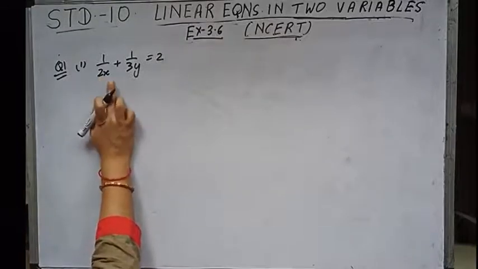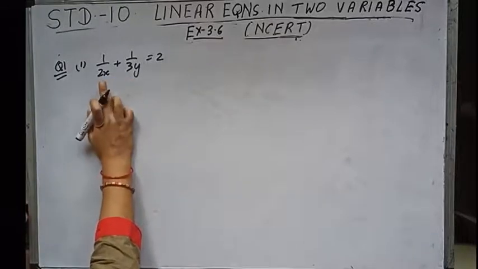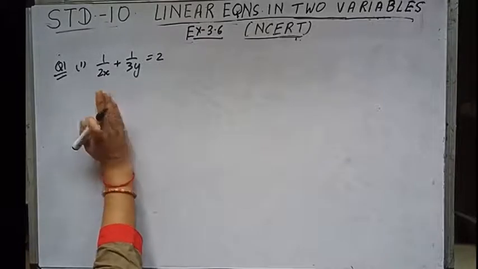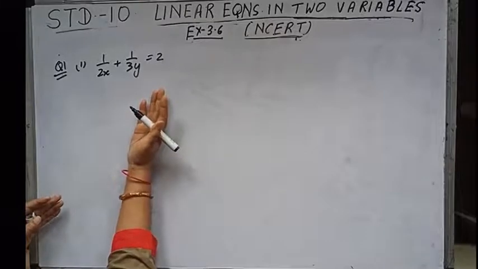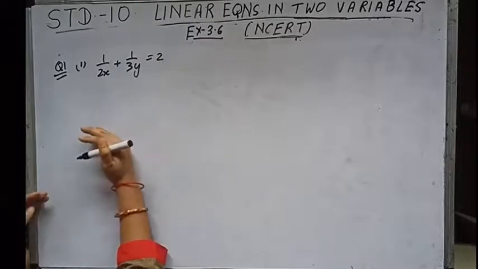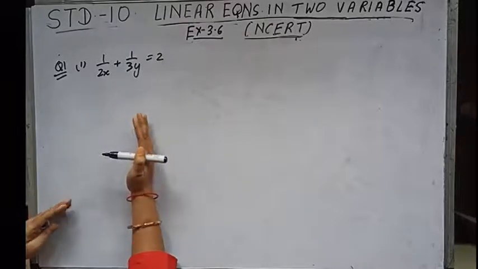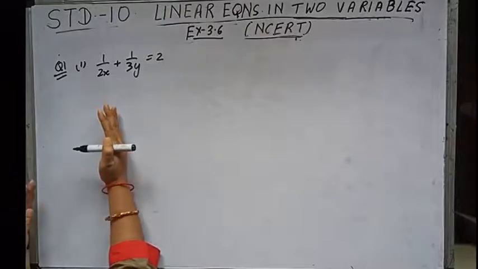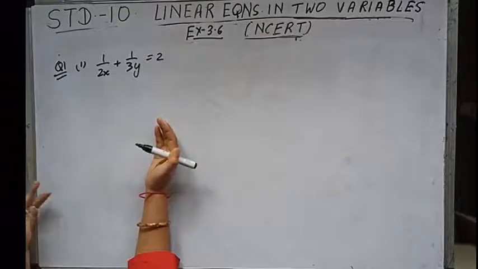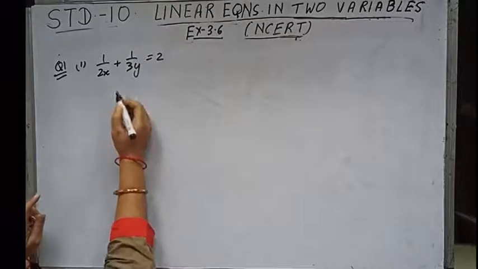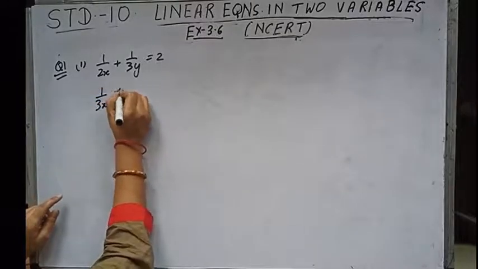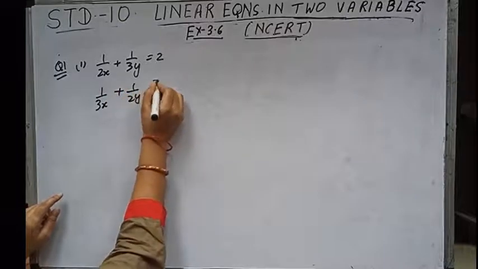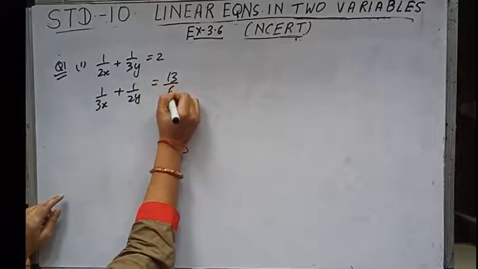Now as I have told, if the variables are in the denominator, 1 by x and 1 by y, we will be supposing them as some other variables. Let us suppose u and v. We will be getting two linear equations in u and v. We will be solving in u and v. We will be getting the value of u and v, and hence on substitution in our supposition we will be getting the value of x and y. So let us start. The second equation is 1 by 3x plus 1 by 2y equals to 13 by 6.